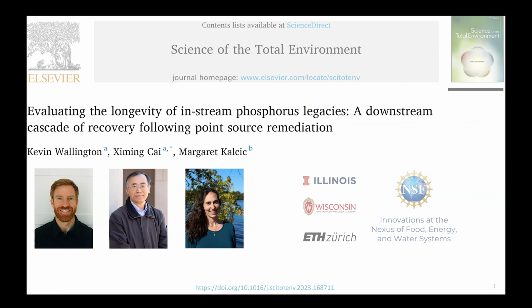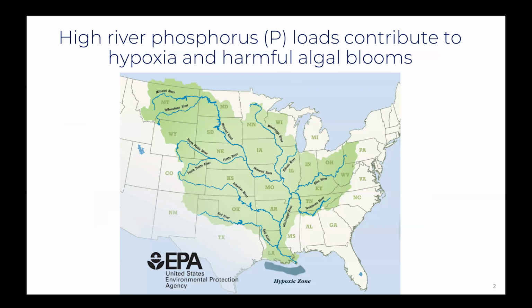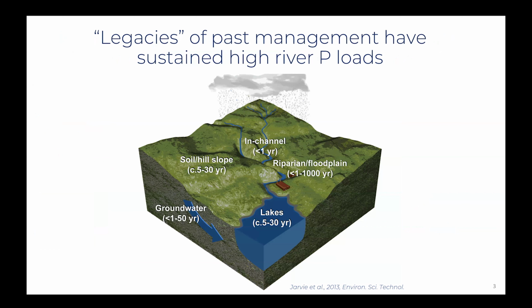And the backdrop for our work is the really stubborn problem of high nutrient loads in rivers, which contribute to water quality problems such as the Gulf of Mexico hypoxic zone, also known as the dead zone for its impact on marine life. And in particular, the nutrient we investigated is phosphorus. And as I mentioned, high phosphorus loads in rivers have been a stubborn problem.